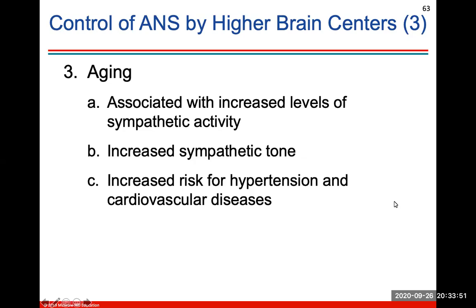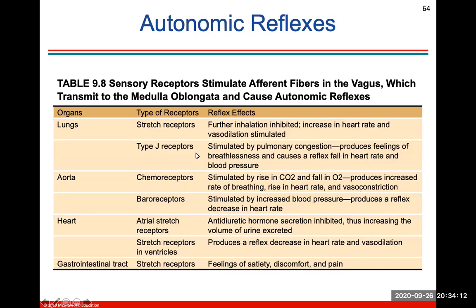Aging is associated with increased levels of sympathetic activity, so there's an increase of sympathetic tone, so that would cause constriction of different parts of the body, so this could increase risk for hypertension, increased blood pressure, and also cardiovascular diseases. These are sensory receptors that stimulate afferent or motor fibers in the vagus nerve, which will transmit to the medulla oblongata. Afferent is sensory fibers.